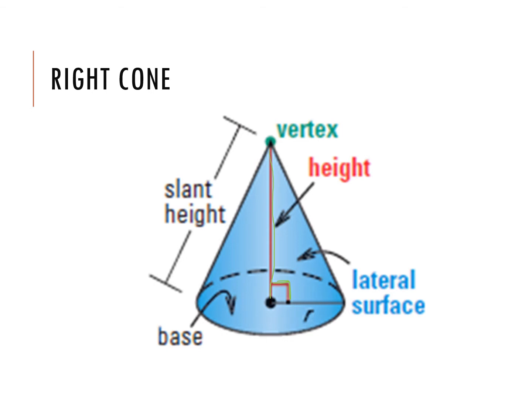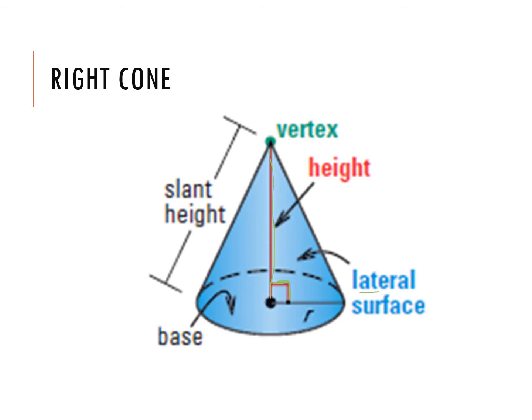So again, the bases here are going to be circular. And we have this lateral surface. The lateral surface is just the outside of our cone. That's what we're going to be finding when we find the surface area. So just understanding these vocab words as we jump forward and start to use them and plug them into our formulas.